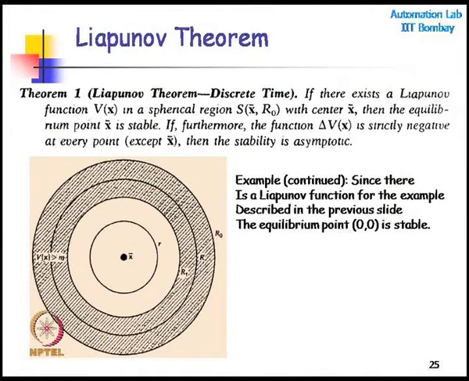In the example that we considered, since there exists a Lyapunov function, this powerful theorem says that if you can find a Lyapunov function for a given dynamical system which obeys these three criteria, then you can guarantee stability. In fact, if the difference is negative, then you can guarantee asymptotic stability. And this idea holds for any dynamical system. You can see the sweeping generalization this result brings in.